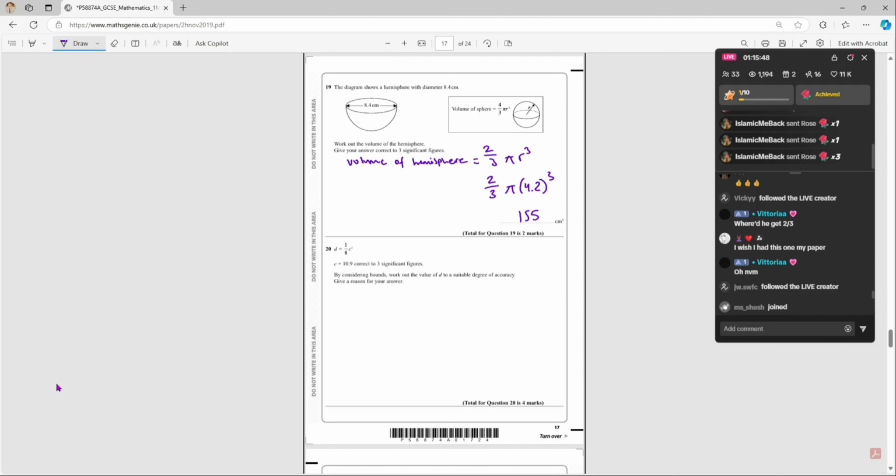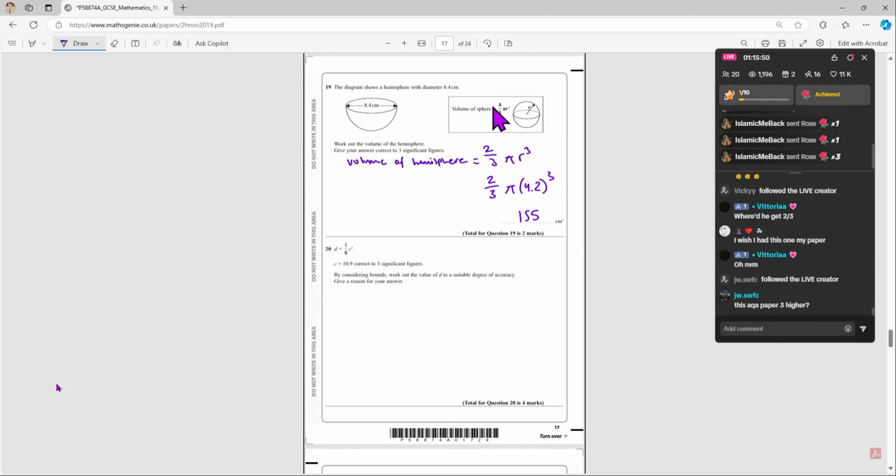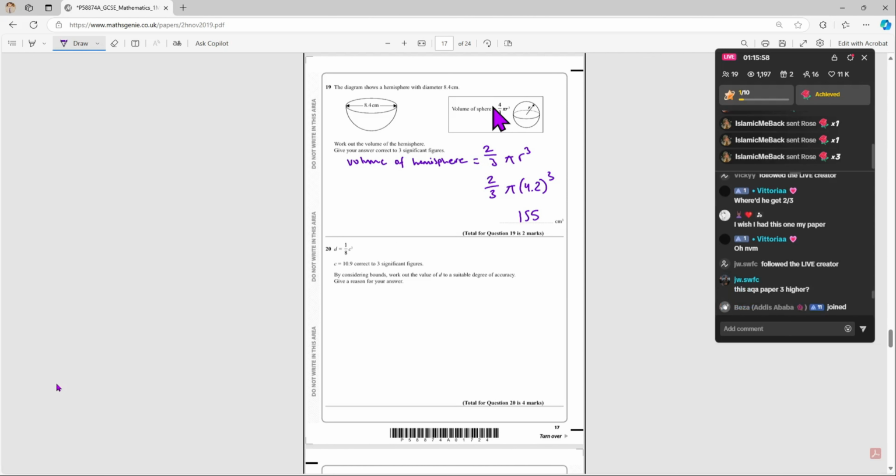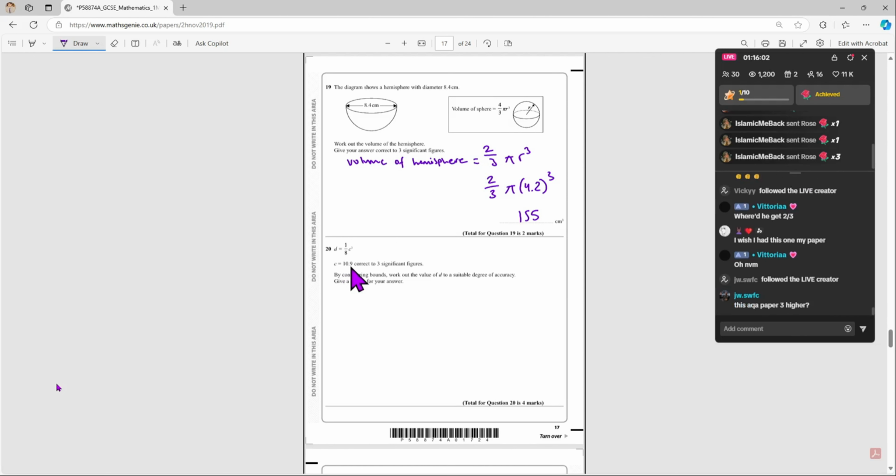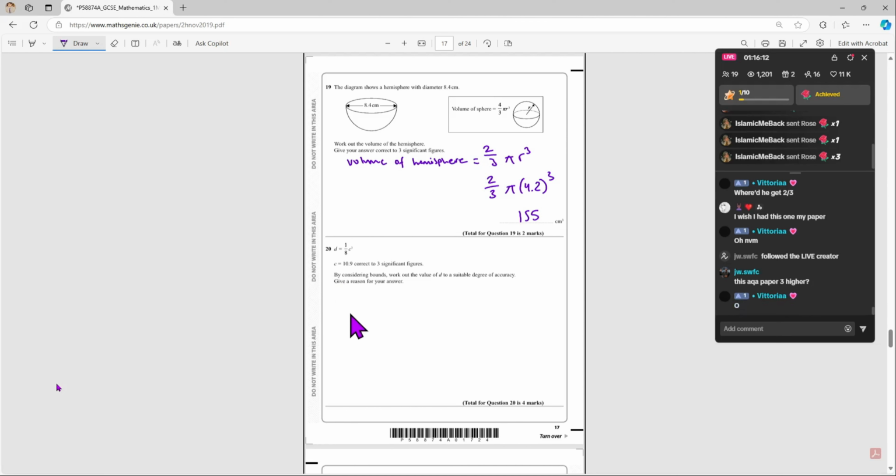Moving on to our next question, question number 20. D is equal to 1/8 of C cubed. C is equal to 10.9, correct to 3 significant figures. By considering bounds, work out the value of D to a suitable degree of accuracy. Give a reason for your answer.